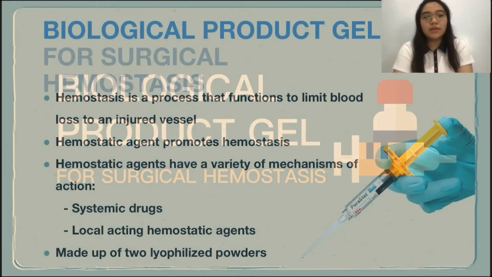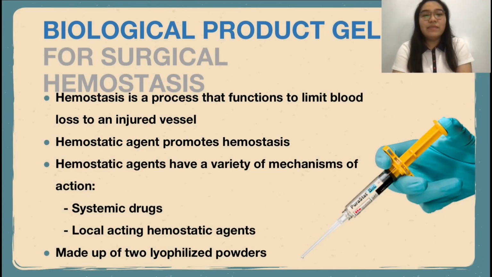What is hemostasis? Hemostasis is a process that functions to limit blood loss from an injured vessel. A hemostatic agent promotes hemostasis or stops bleeding. Hemostatic agents used in medicine have a variety of mechanisms of action: the systemic drugs and the local acting hemostatic agents. The systemic drugs inhibit fibrinolysis or promote coagulation, while local acting hemostatic agents cause vasoconstriction or promote platelet aggregation.